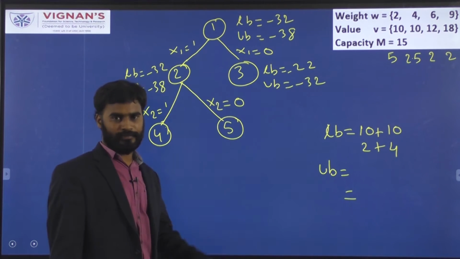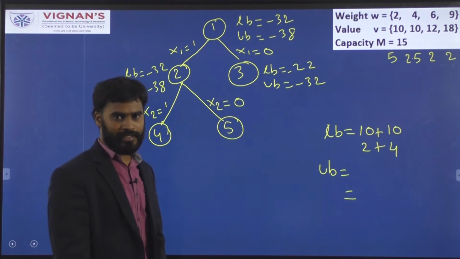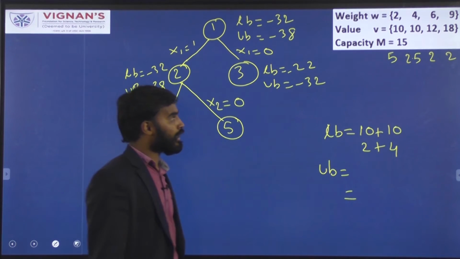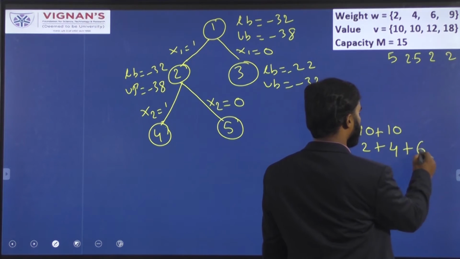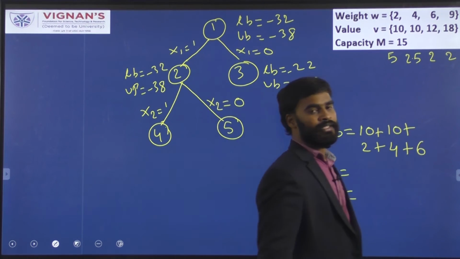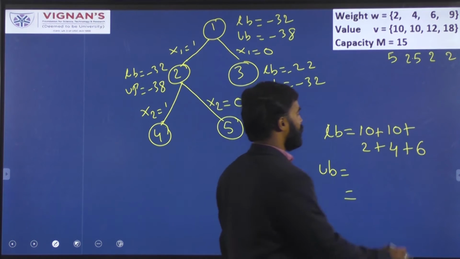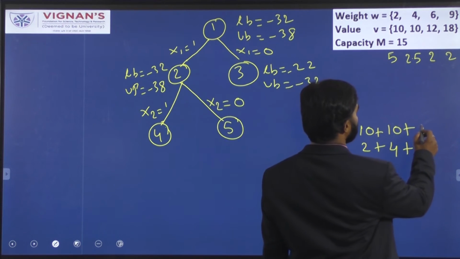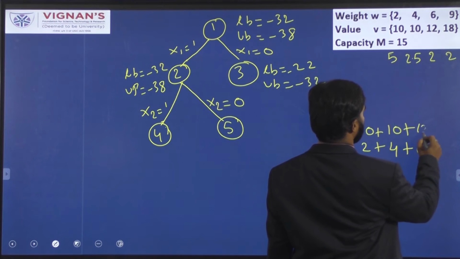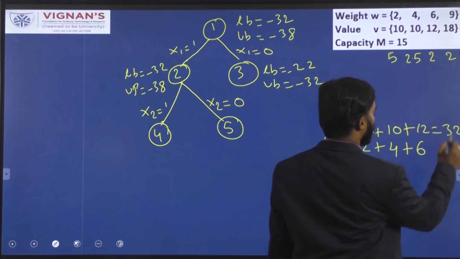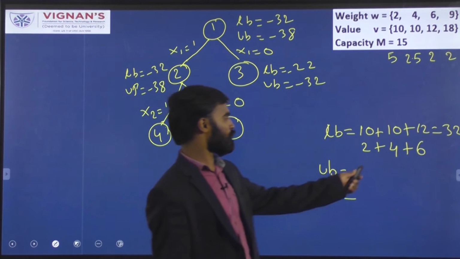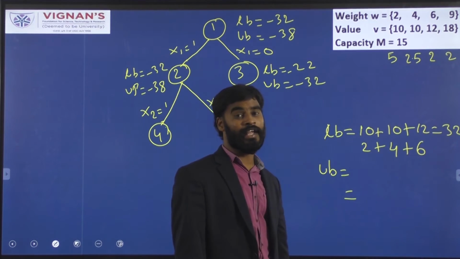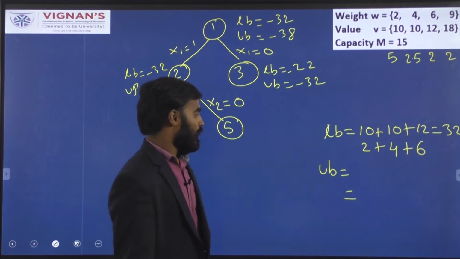Can I include third item? So far I added 6 kgs of weight. Can I add third item? Yes, I can add third item, because even if you add third item, the capacity will not exceed. The value of third item is 12. So it is 32. Lower bound is 32. So far we added 2 plus 4, 6 plus 6, 12 kgs of weight. So what is upper bound?